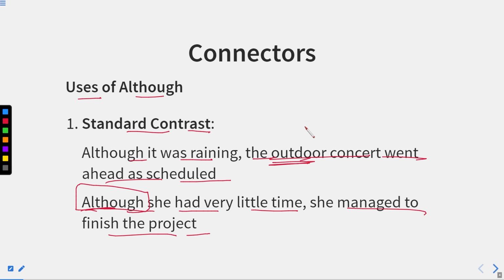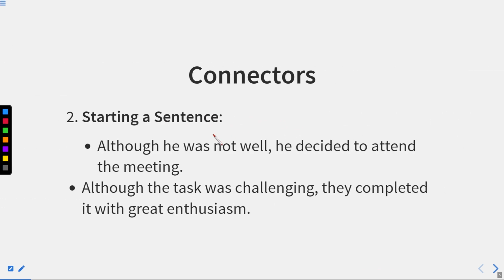Okay, it did not get affected. Now let us move to the next one. Starting a sentence. Now although can also start a sentence, begin a sentence. You can say that it can be used in the beginning of the sentence.